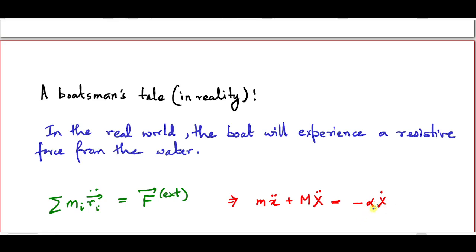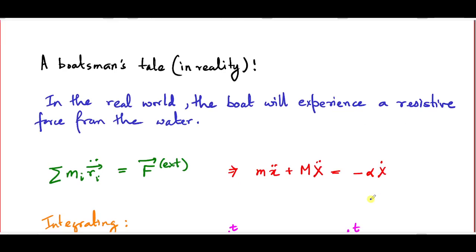The proportionality constant is something we have called alpha, and because this is resistive, this is of course going to be against the velocity, so you have a minus sign here. So this is the equation that the boat and the boatman, this combined system, is going to obey. Now let us see what this equation tells us about the final amount by which the boat is going to shift. That is, how much will capital X change when everything has settled down finally.